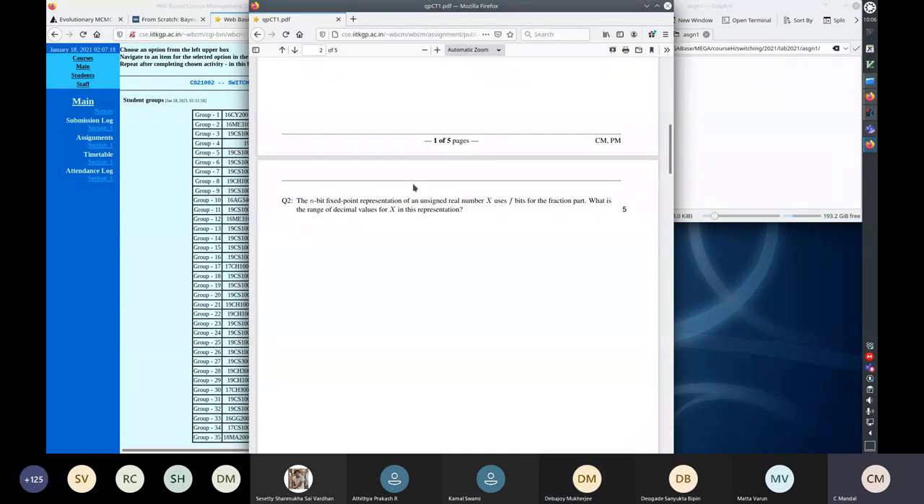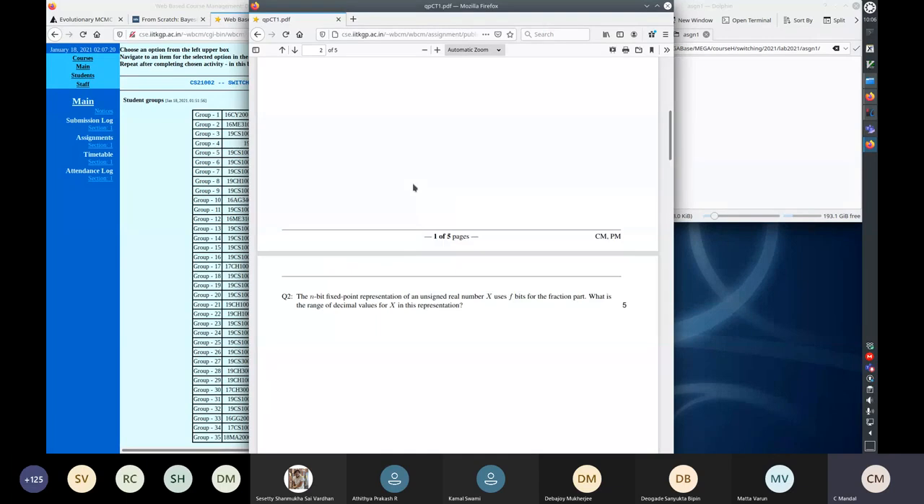Yeah, but we have actually made provisions. For example, in the question paper, we have also drawn some boxes where you can answer.